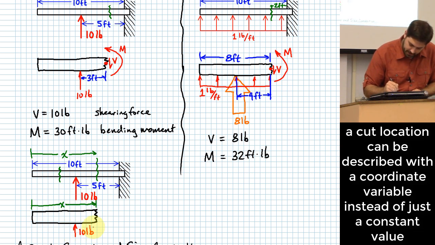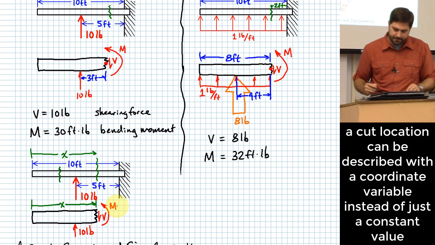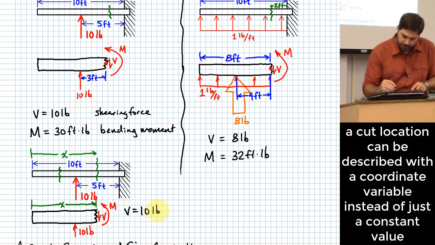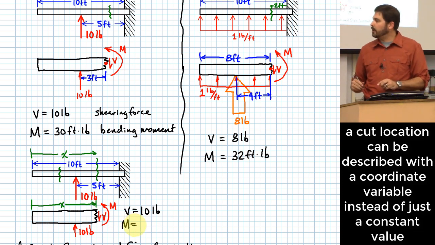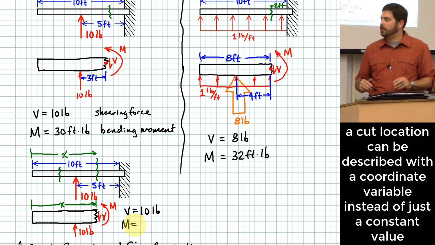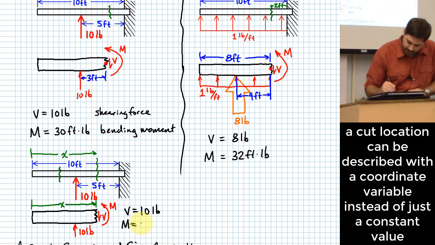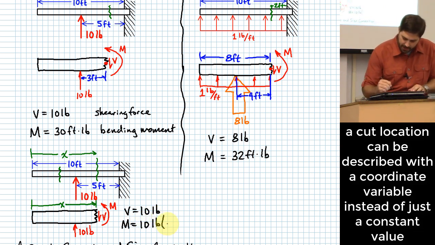I have my 10 pounds. I still have a v value that I'll put right here and an m that I'll put over here. What is v and what is m? V is still 10 pounds, but for m, it changes a little bit. What we need to think about is how far the line of action of the 10 pounds is away from the cut, right? So for that, it would be 10 pounds times what? X minus 5 feet, right?